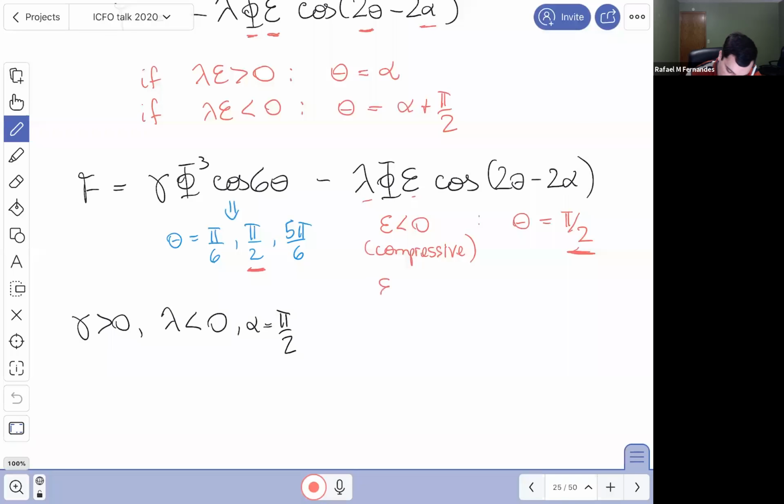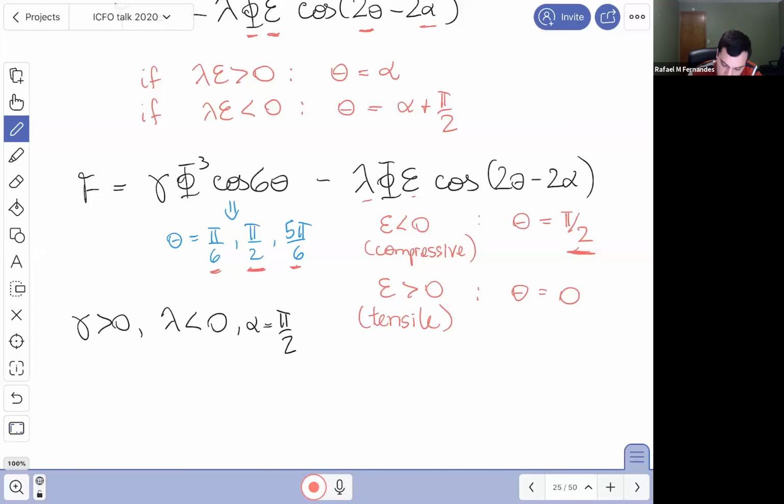Suppose now that I apply tensile strain, epsilon positive, so I stretch my sample. Now, I want to minimize by having theta equals 0, perpendicular to alpha. But this is not a minimum here. None of these are minimum. Actually, quite on the contrary, theta equals 0 is a maximum, as you can see from the first term. So now you have a competition.